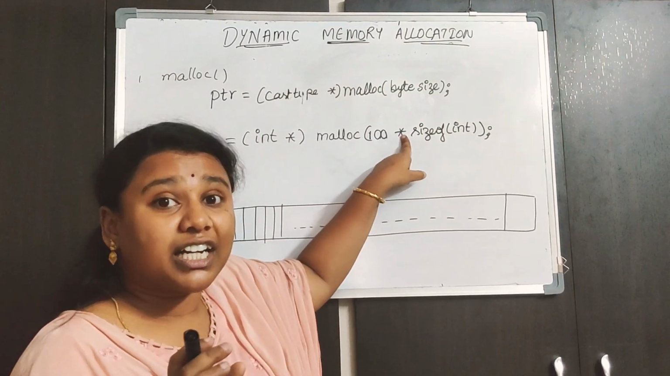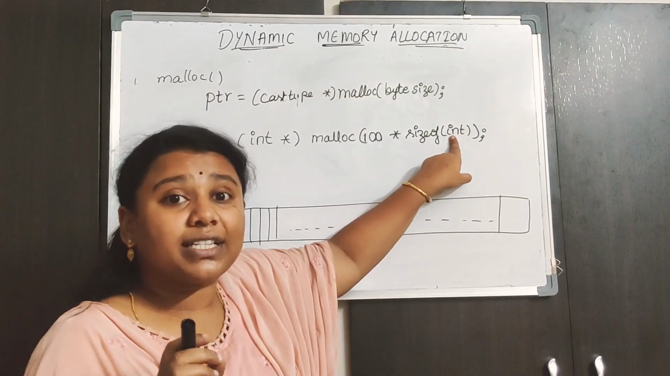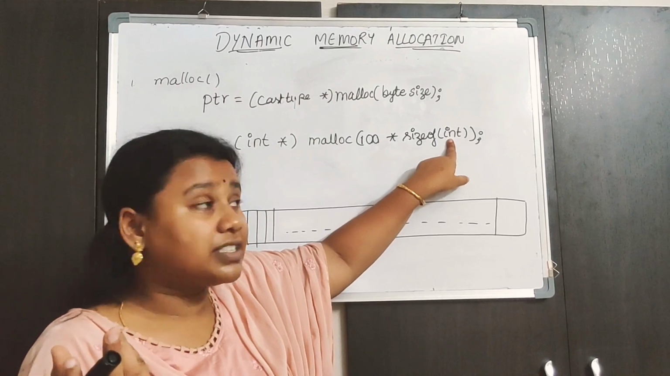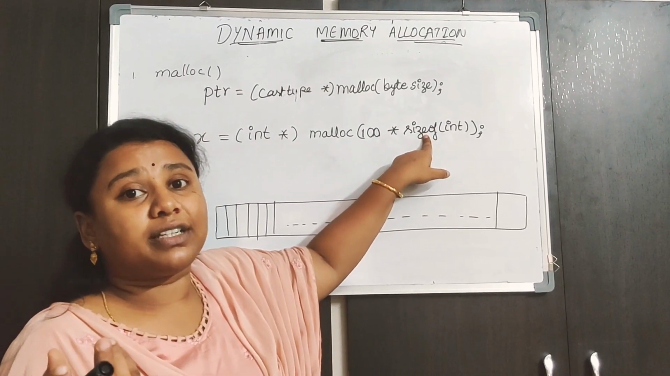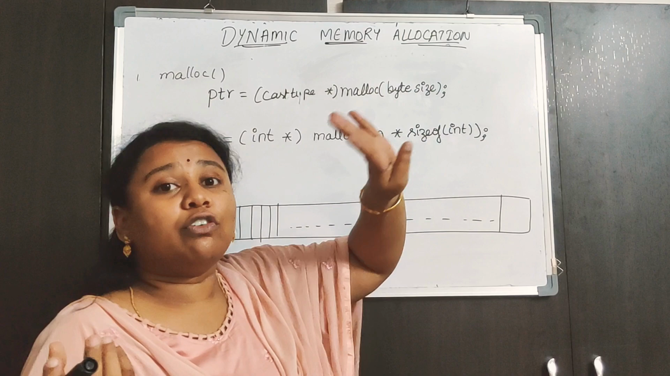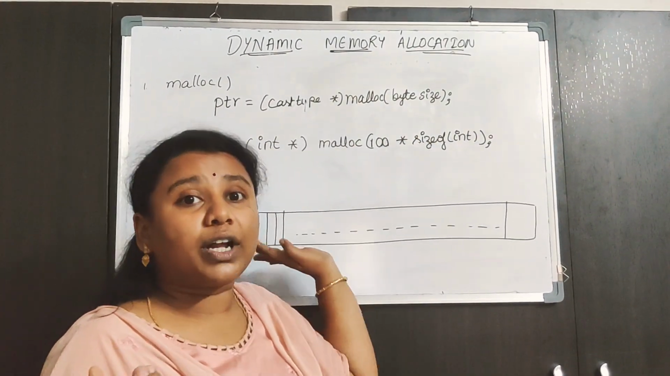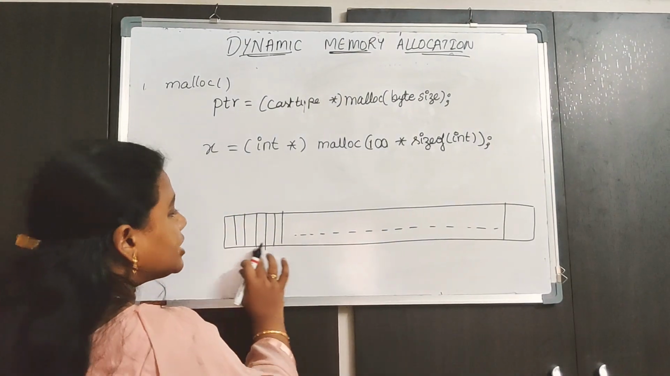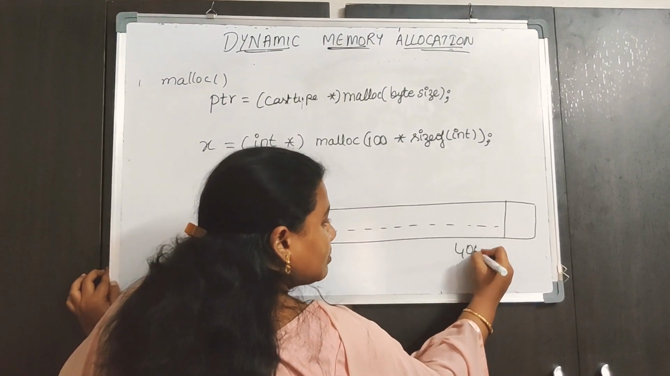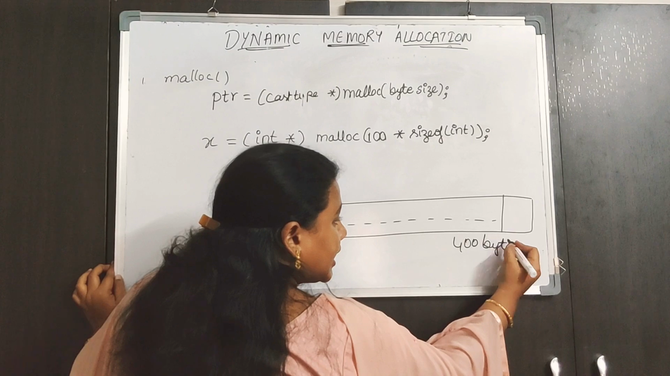And I have mentioned 100 into sizeof int. What is the size of an integer? sizeof is a special operator. An integer gives you 4 bytes, so sizeof int means 4 bytes. So 100 into 4 is 400 bytes. So 400 bytes of continuous memory will be allocated.